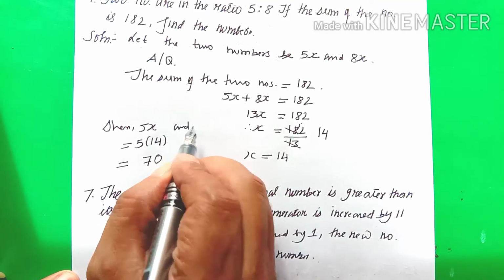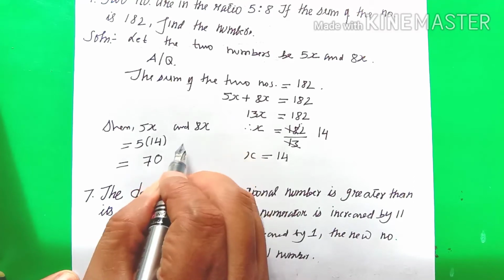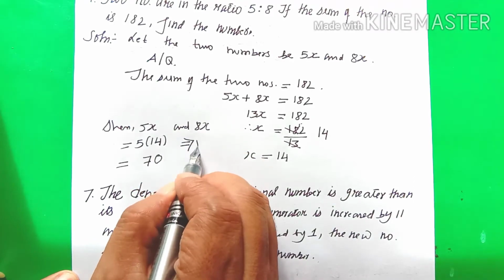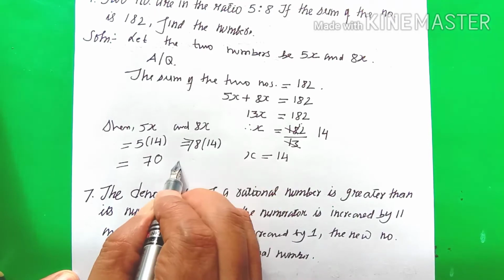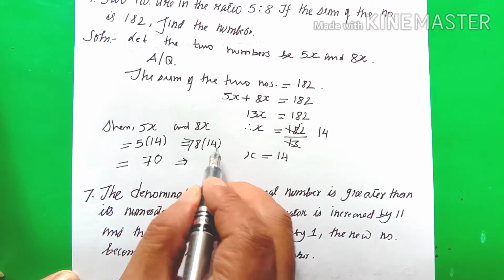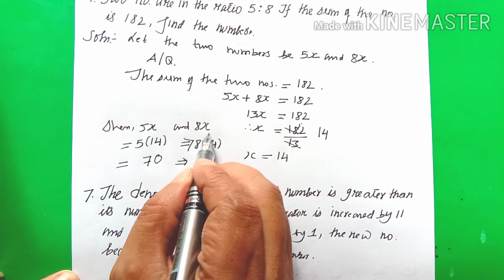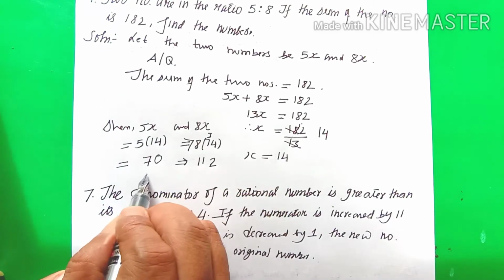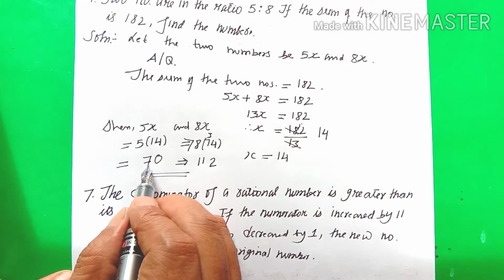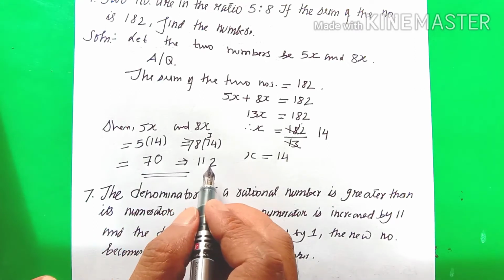Again, the second number we have is 8x, which implies 8 into x, and we already have the value 14. So 8 fours are 32, 3 in hand, 8 ones are 8, plus 3 equals 11, so 112. So the two numbers are 70 and 112.